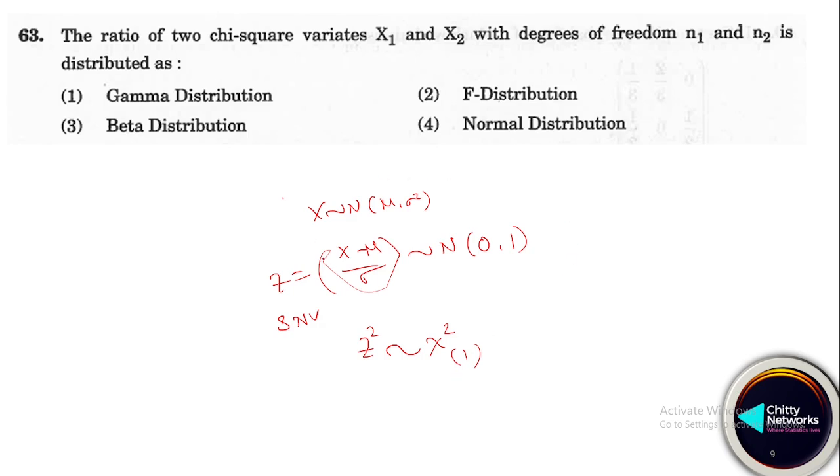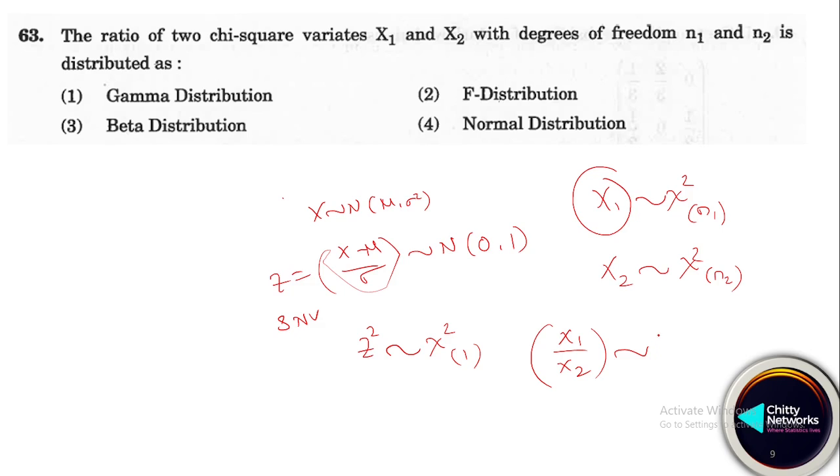Here what is given is two chi-square variates. x1 itself is a chi-square variate following chi-square distribution with n1 degrees of freedom, and x2 is also a chi-square variate with n2 degrees of freedom. They are asking for the ratio of two chi-square variates. We know that the ratio of two chi-square variates, x1 by x2, follows F distribution with degrees of freedom n1 and n2. So this is a known result and a direct answer. You can mark this directly.